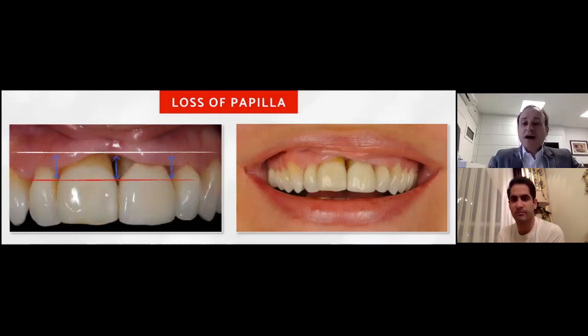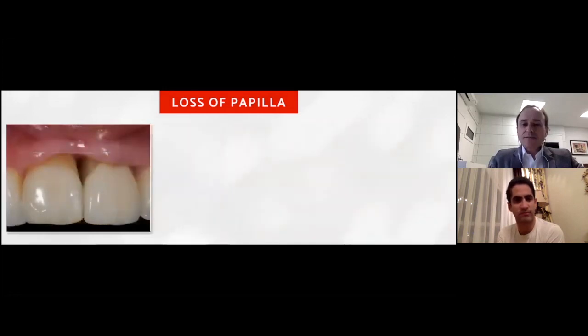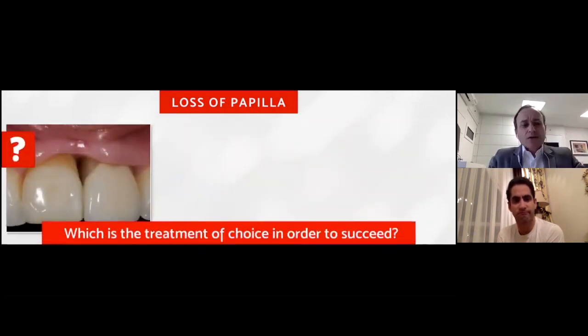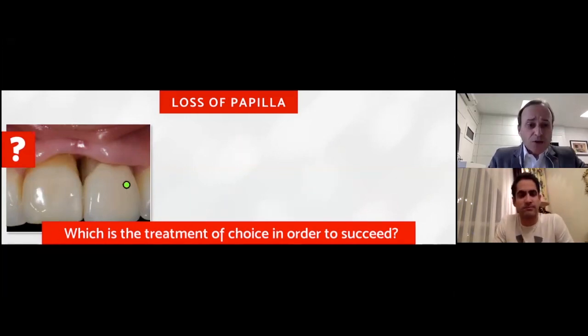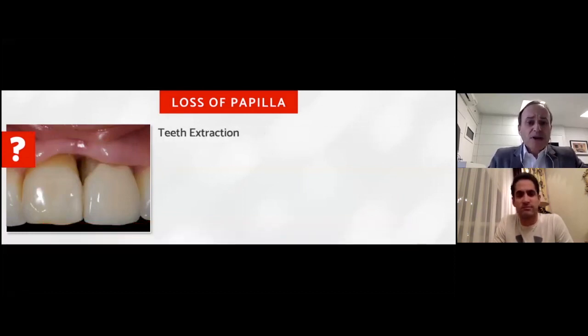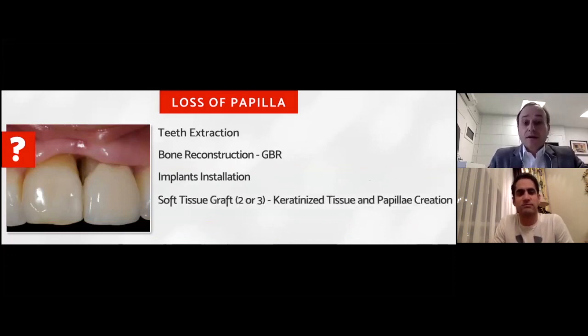This is a patient with a high smile line. And now, what can we do? I wonder, if we extract these teeth, how would we solve this big trouble after that? So the question is, which is the treatment of choice in order to succeed? Maybe we can do the teeth extraction, guided bone regeneration, one more surgery, implant installation, soft tissue graft, maybe two or three, in order to improve not only the keratinized tissue, but the papilla creation.